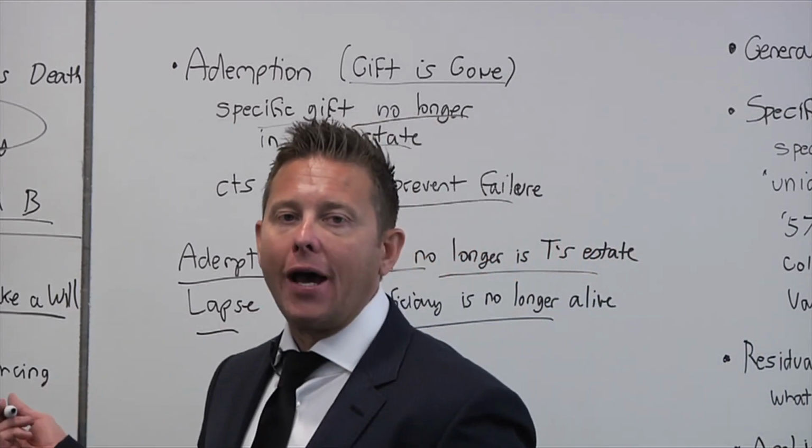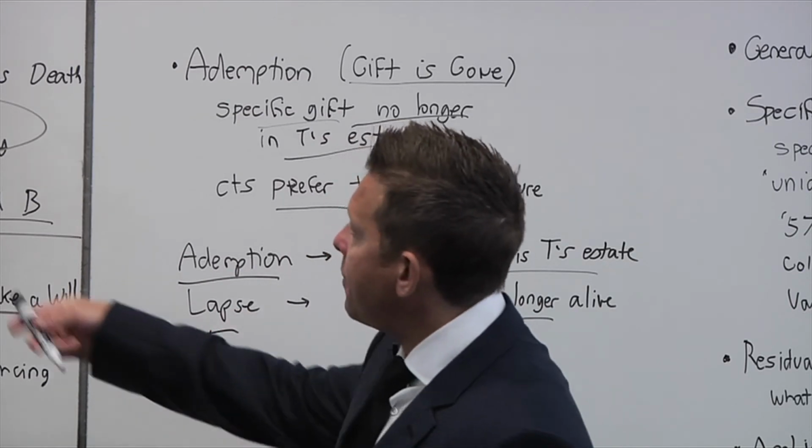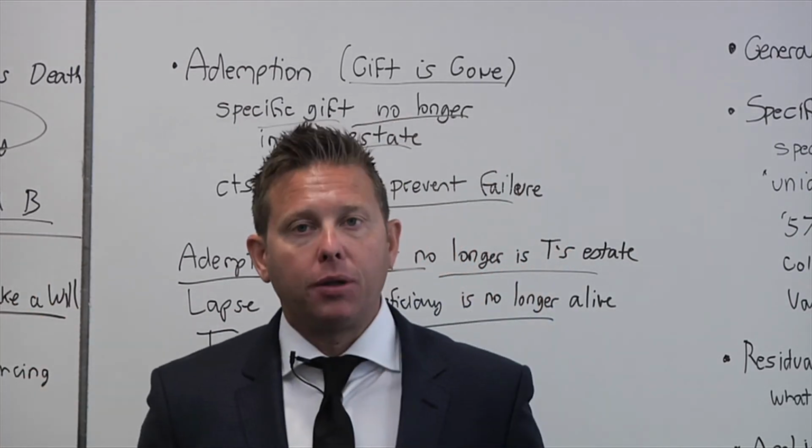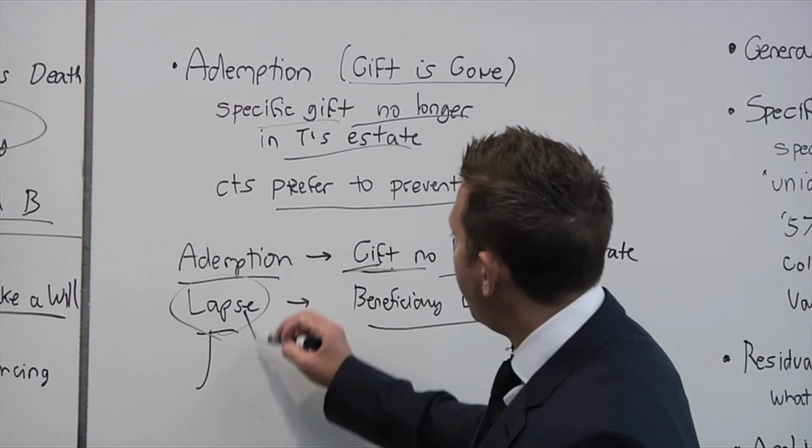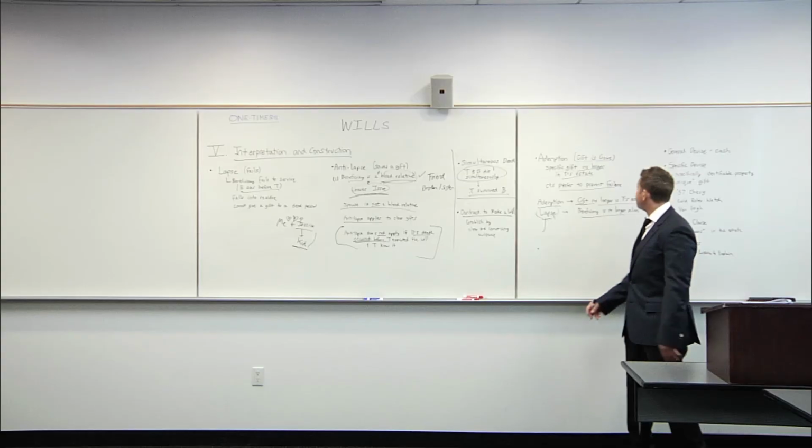And a good way to remember it is you have lapse and anti-lapse, and that can only apply to blood relatives. So you know lapse deals with persons, ademption deals with things.